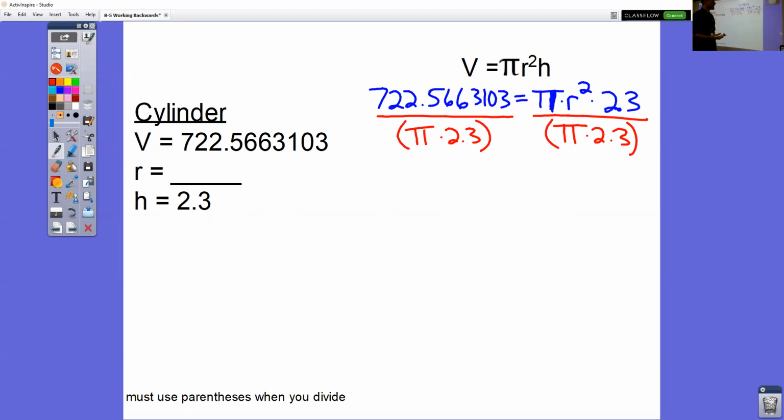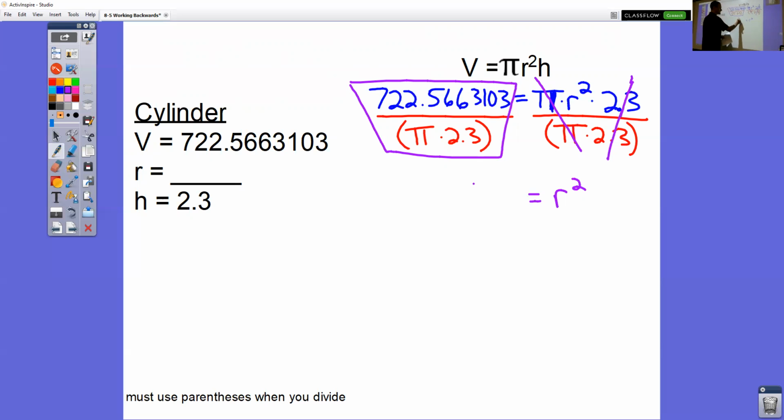Now, why do we have to divide by pi times 2.3? Well, remember, we're trying to solve for r. So we're trying to get that r all by itself. Therefore, what happens is these pi's cancel out. These 2.3s cancel out because we're dividing by them. And all that we're left with on that right-hand side is r squared. Now, you're going to type this whole thing directly into the calculator, exactly how it is. 722.566301 divided by parentheses, pi button, times 2.3, close your parentheses and hit equals.